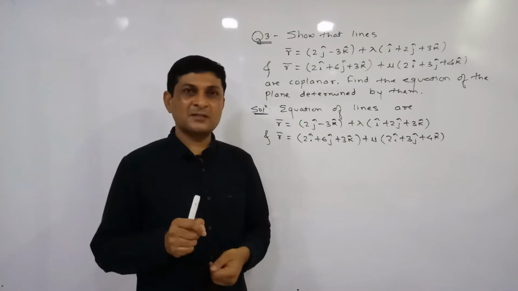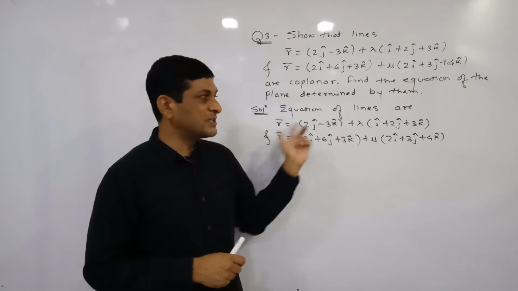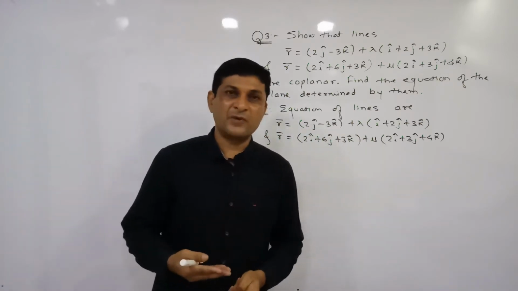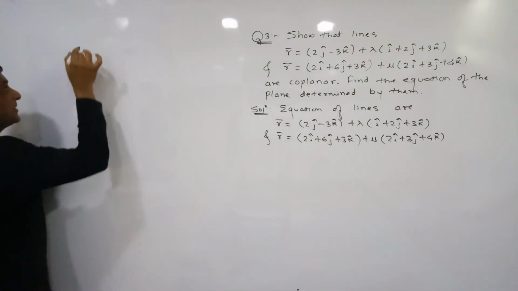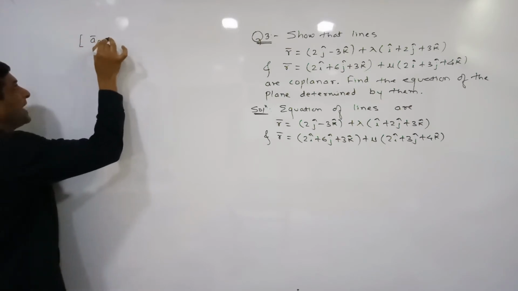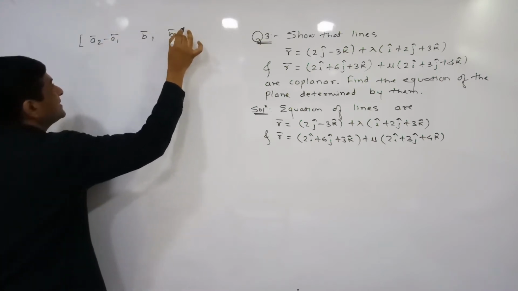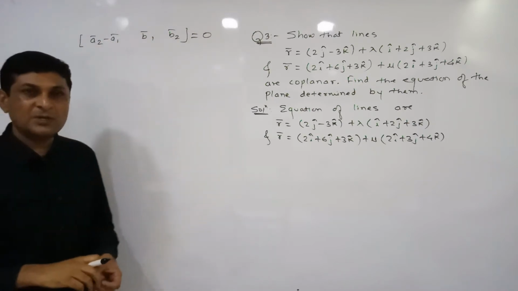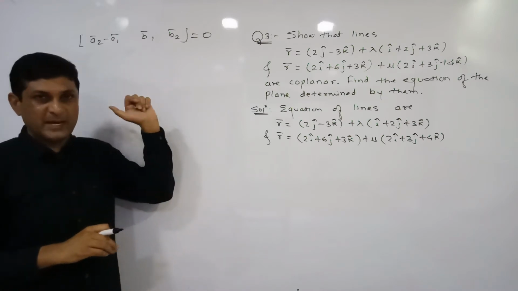So first let us discuss how to show that two lines are coplanar. Now equations of two lines are given to us, and if you observe, the equations are in vector form. If equations are in vector form, then we have proved one condition to show that two lines are coplanar. If we are able to show that the box product of A2 bar minus A1 bar, B1 bar and B2 bar is equal to 0, then we can say that the two lines are coplanar.